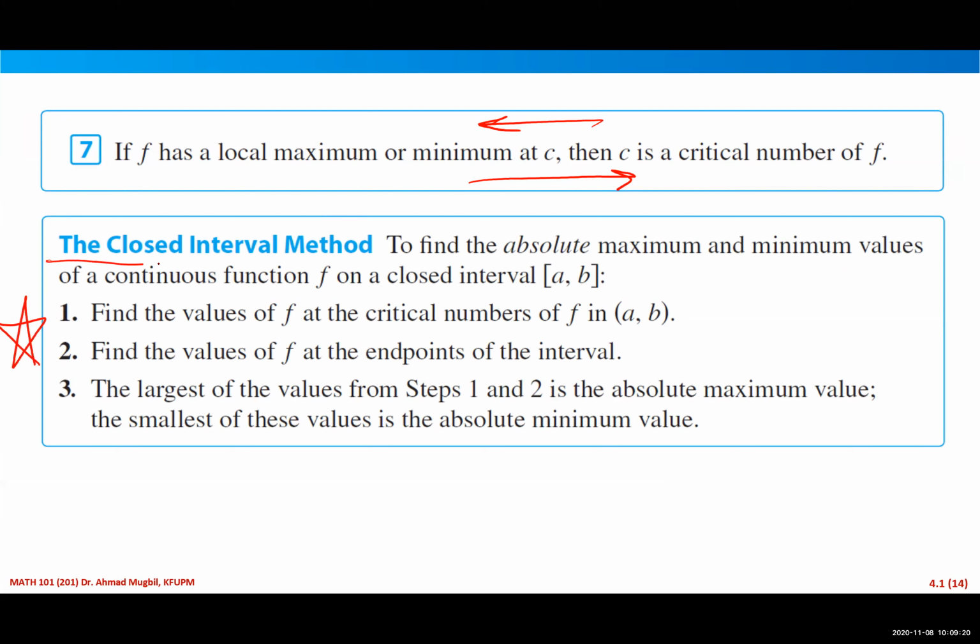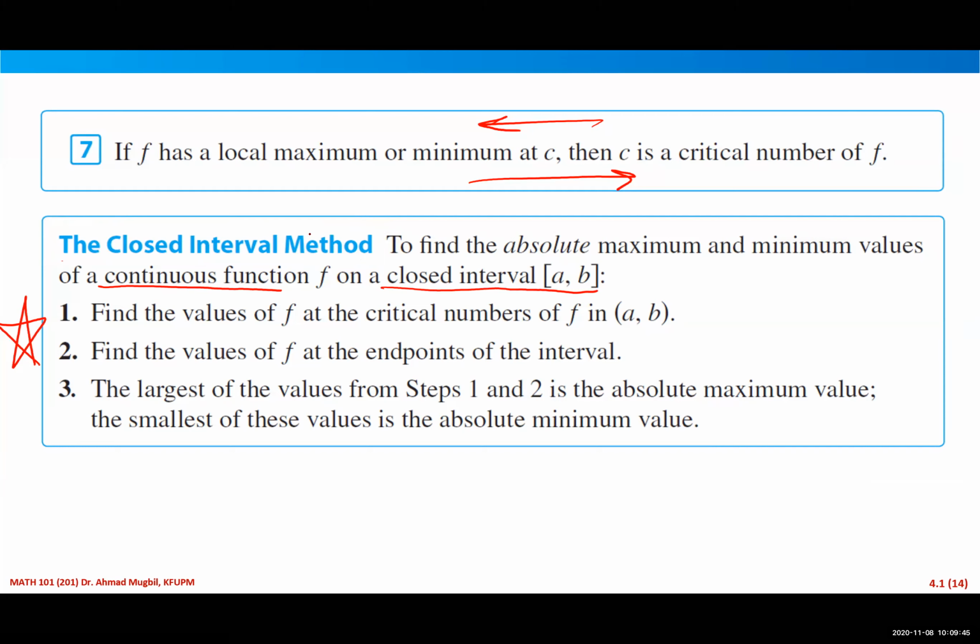Now we have the most important part in this section, the closed interval method. What is this method about? We use this method to find the absolute maximum and the absolute minimum values of continuous functions over a closed interval. So we should have continuity and a closed interval. This is what they call the closed interval method.